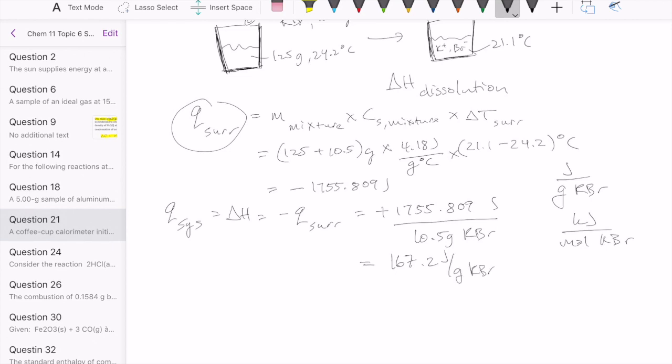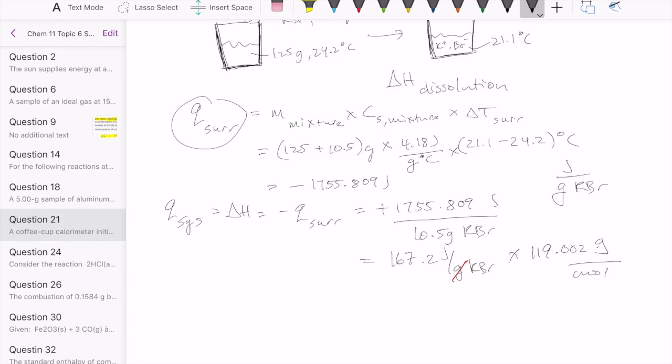Now, if you want to convert this to a per mole quantity, the only thing you need to do is use the molar mass of KBr, which happens to be 119 grams per mole, and the grams would cancel. So now you have your answer in moles of KBr. And so that would end up being 19.9 kilojoules per mole of KBr. This is an endothermic process, right? Because the enthalpy change here is positive. And that makes sense. You notice that the temperature of the surroundings drops. So this is an endothermic reaction, so it's absorbing heat from the surroundings.